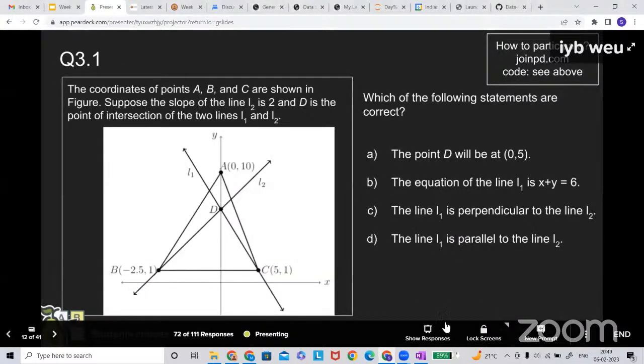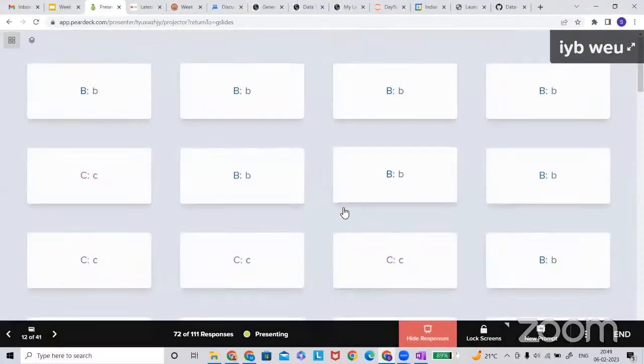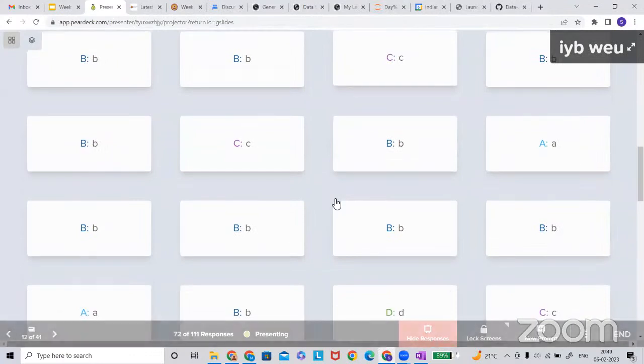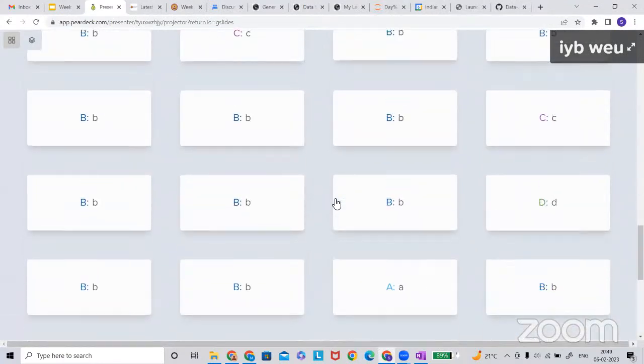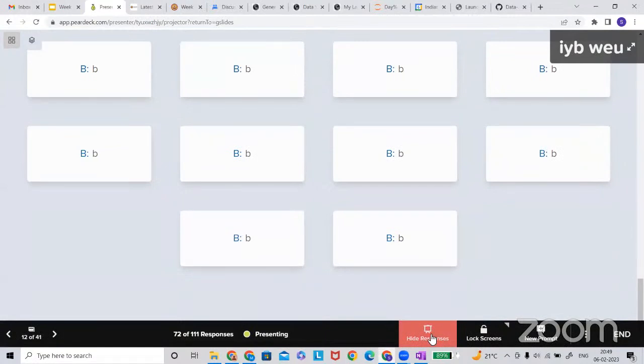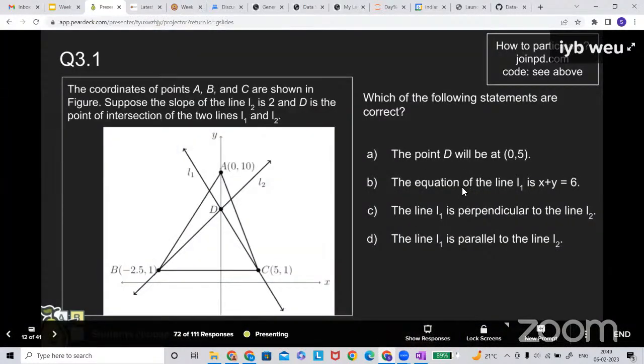Let me see the responses once. 72 responses. And if you posted B, only one option is correct. Okay, B. What is B here? Equation of line. Okay, let's see that.